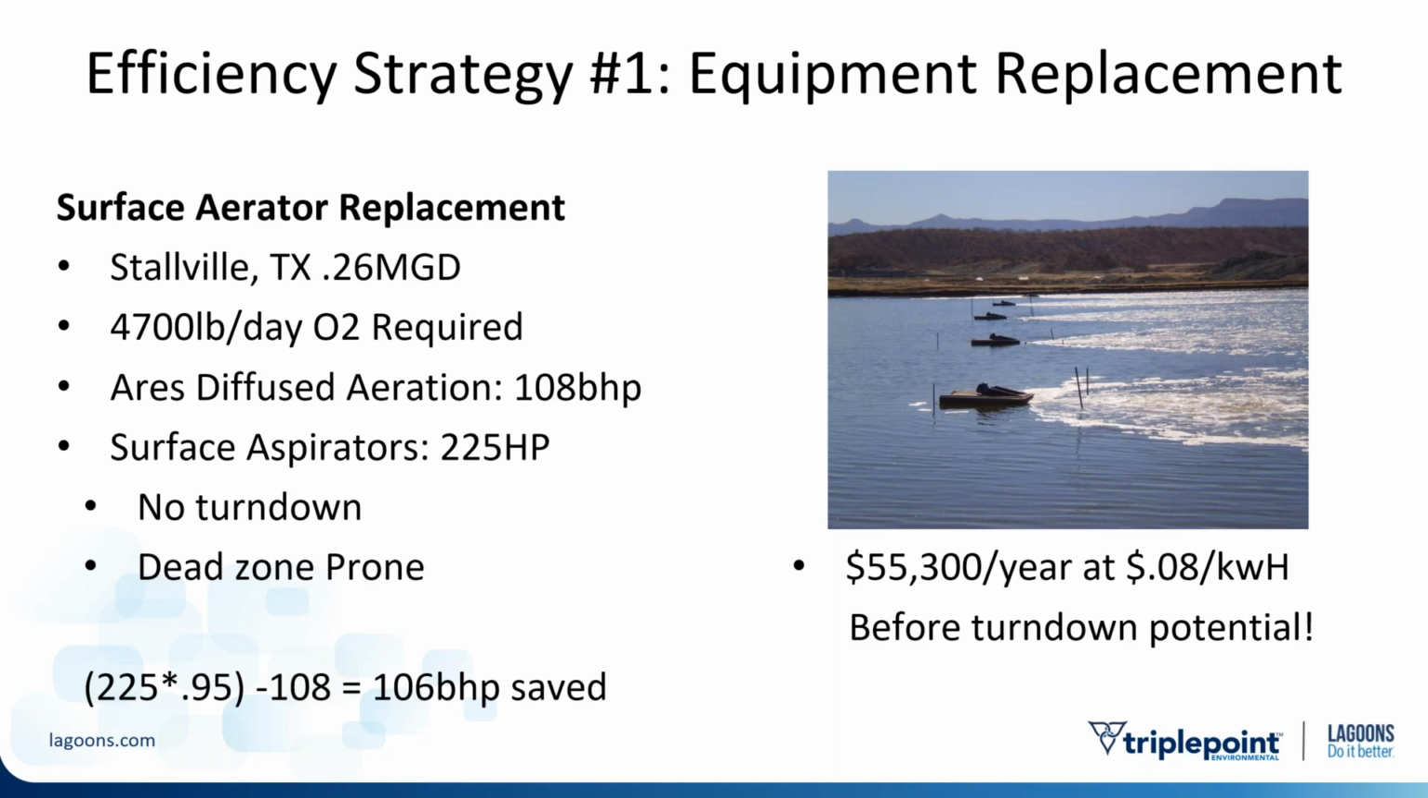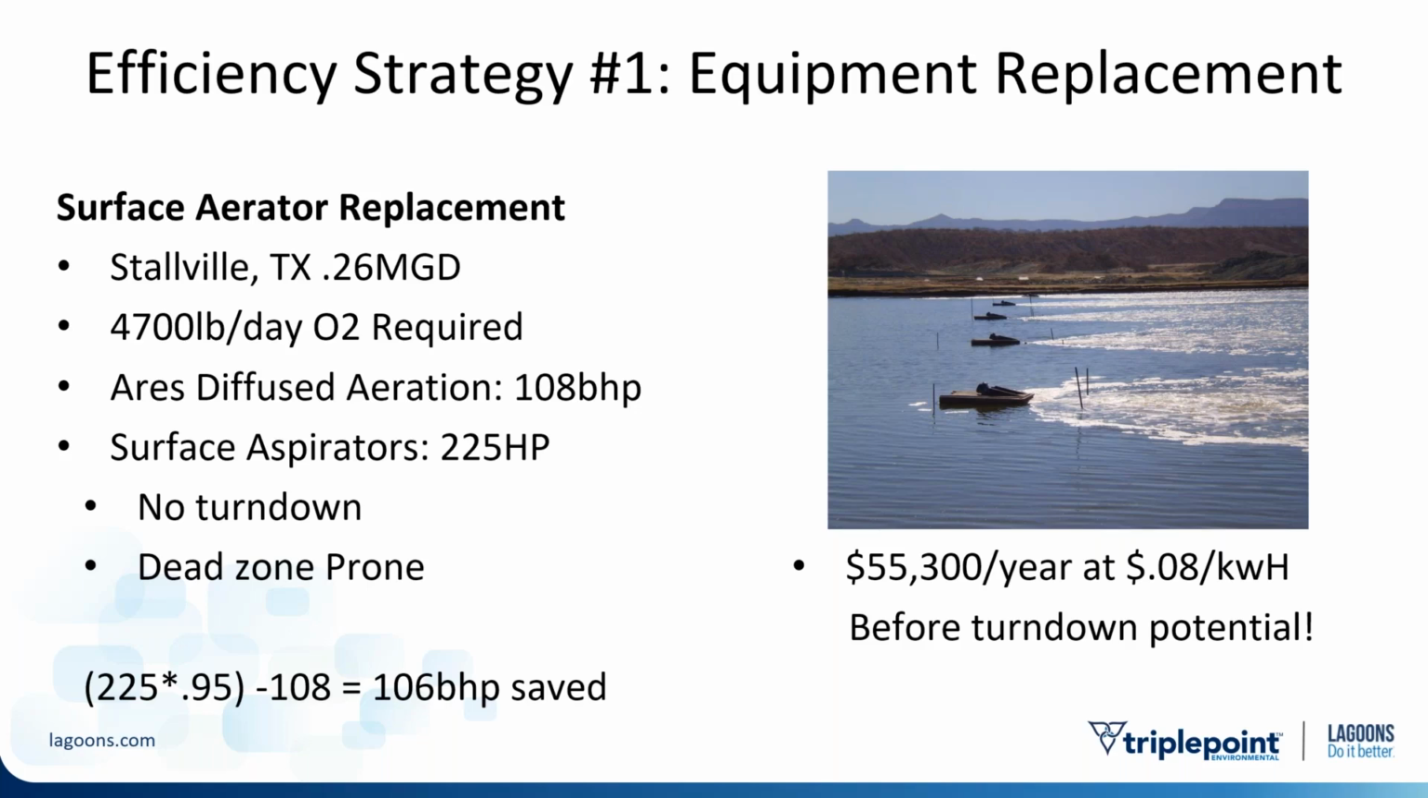Here's a plant in Texas, it's 0.26 MGD, and let's say by design they require 4,700 pounds per day of oxygen. With diffused aeration, the Aeris is what Triple Point uses, our mixing and aerating device. It will require 108 brake horsepower to transfer that 4,700 pounds a day into that pond. If they have existing, or they did have existing surface aerators, they had 225 horsepower out there. So just having more energy efficient technology allows you to use less than half of the brake horsepower.